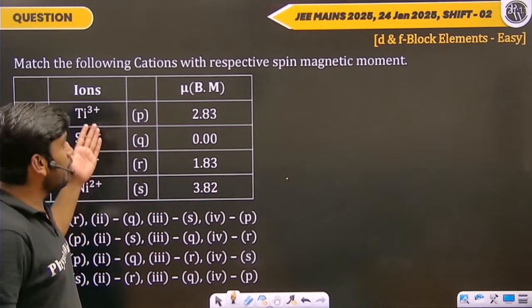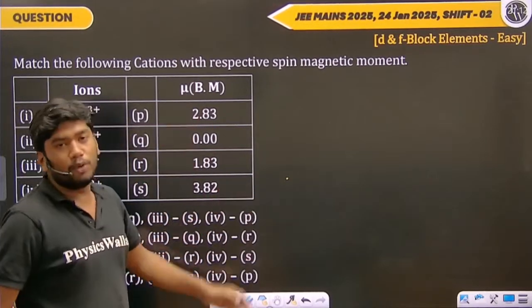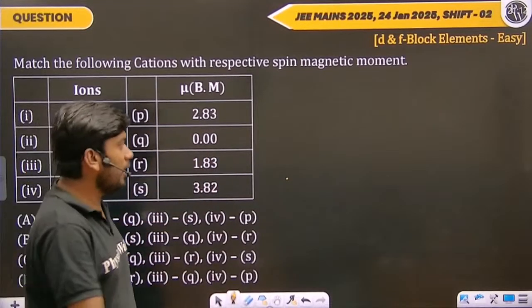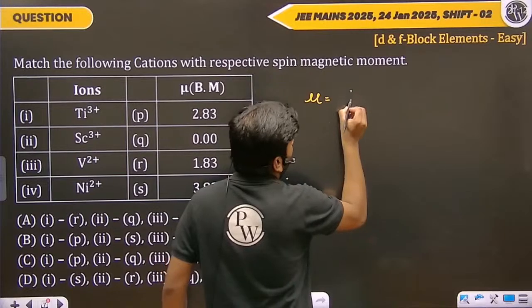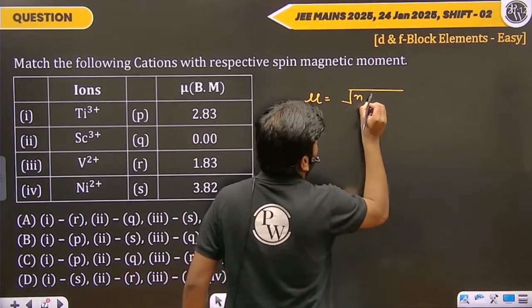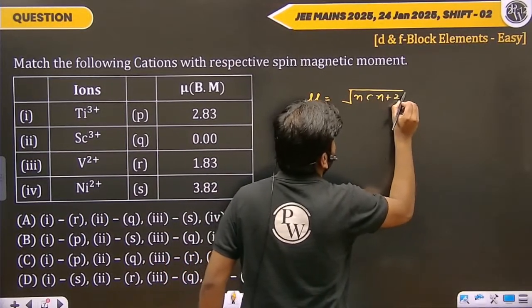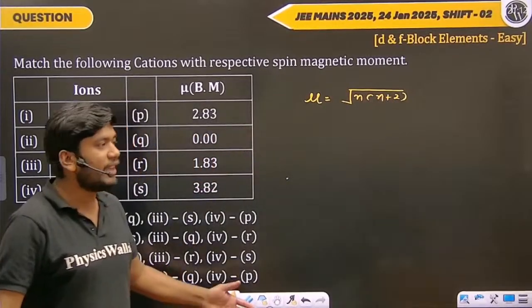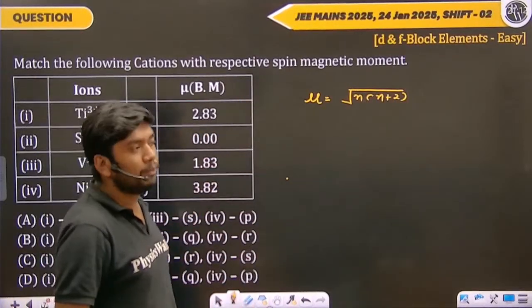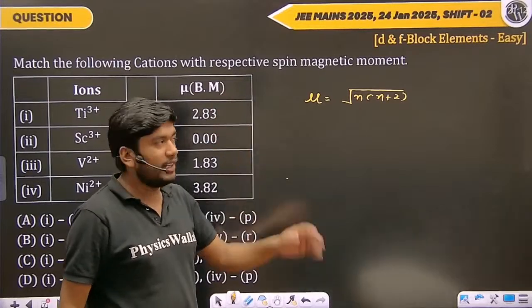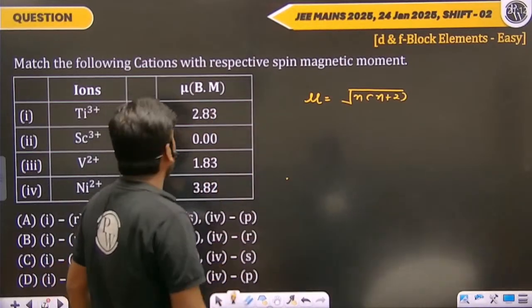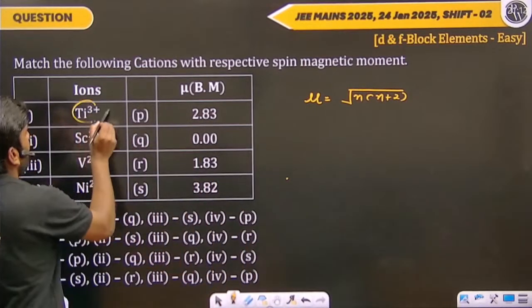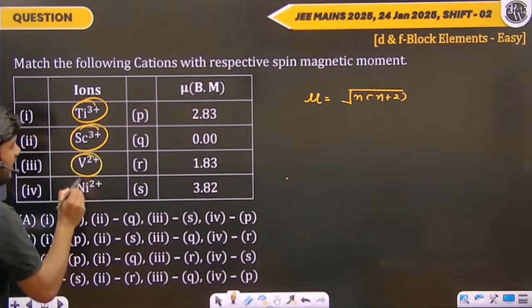You have to calculate the Bohr magneton or magnetic moment. How can you calculate it? We know the formula: mu is equal to the square root of n(n+2). This is the formula by which we can easily calculate the Bohr magneton or the magnetic moment. First we do the configuration for titanium, scandium, vanadium and nickel.